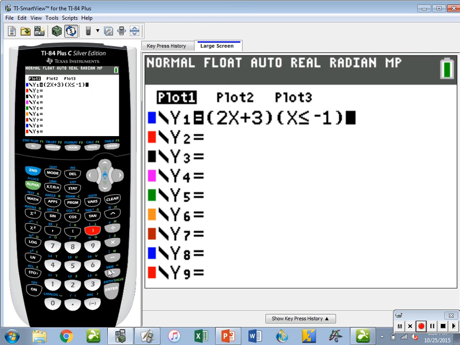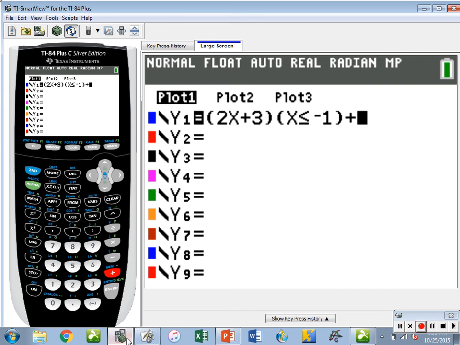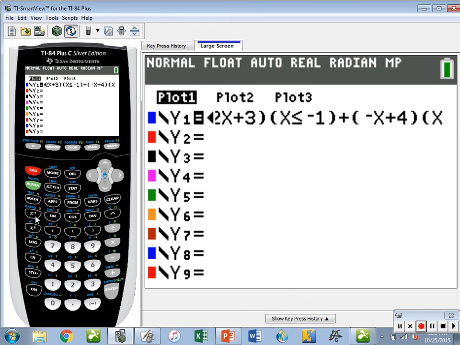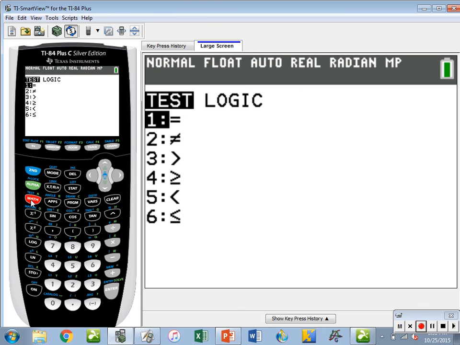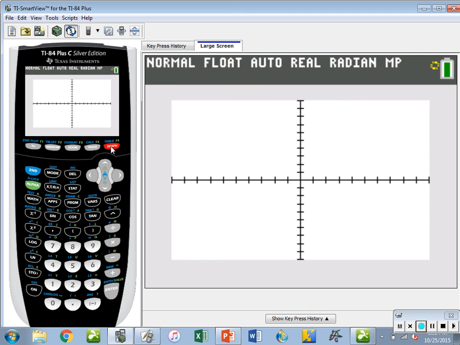and then plus, and then I'm going to put the second piece in, which is -x plus 4 where x is greater than -1. So I'm going to put in its own parentheses the function -x plus 4, and then the condition after that. So in its own parentheses, x is second math, greater than is 3. I'm going to put a -1 at the end there. And when I graph this, here's what you get.